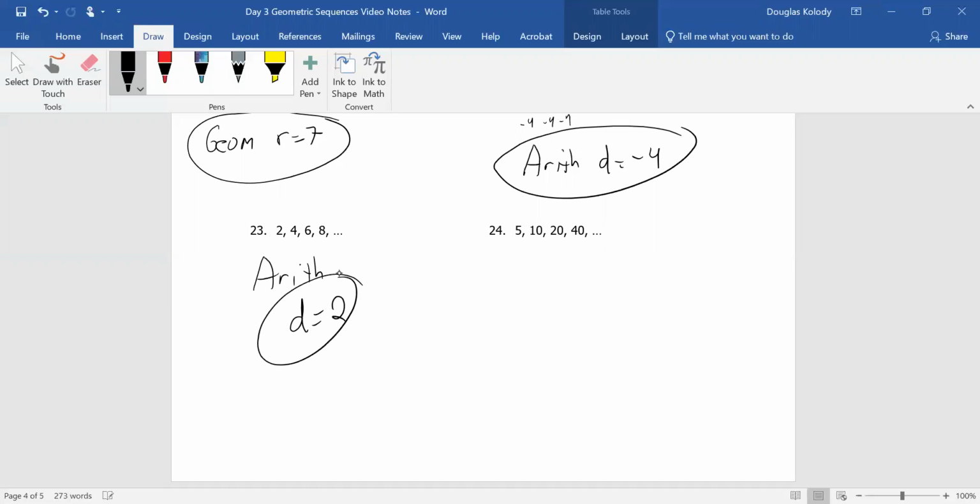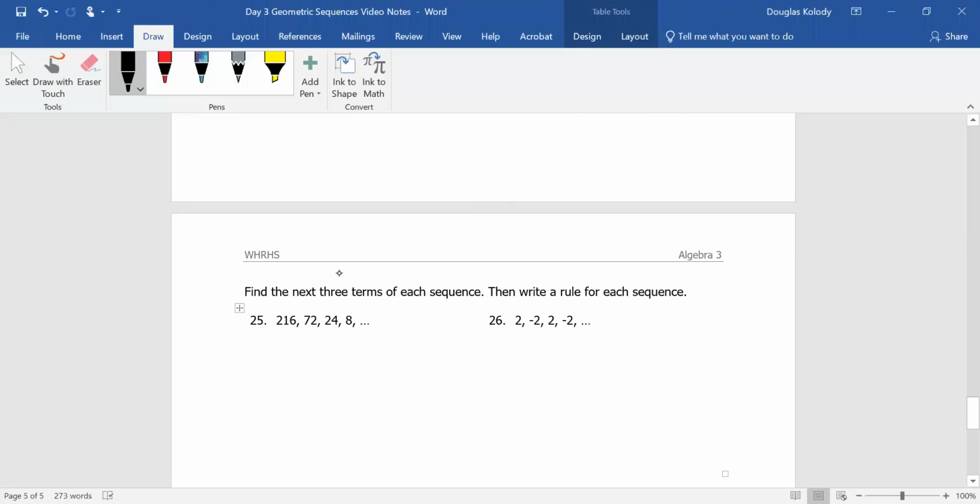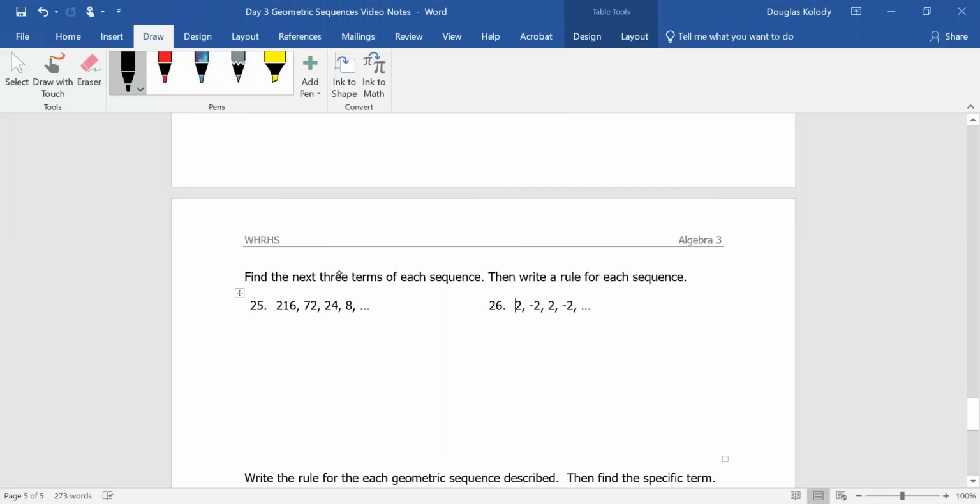Add 2. 5, 10, 20, 40. I think we realized this one, geometric. From 5 to 10, from 10 to 20, you're multiplying by 2, so R equals 2. All right, y'all. That's it for those problems. Now we slide on to the end problems here. My goodness, we're getting to the very end.